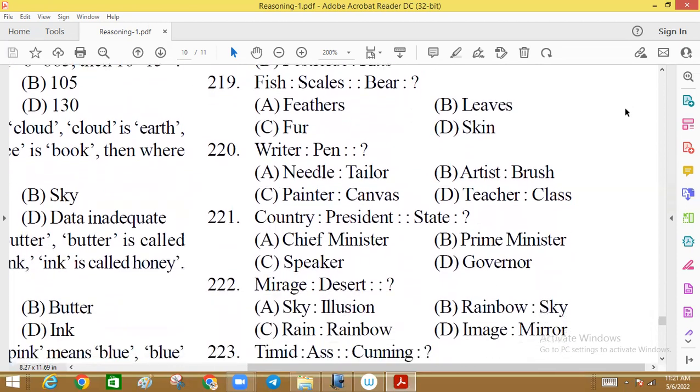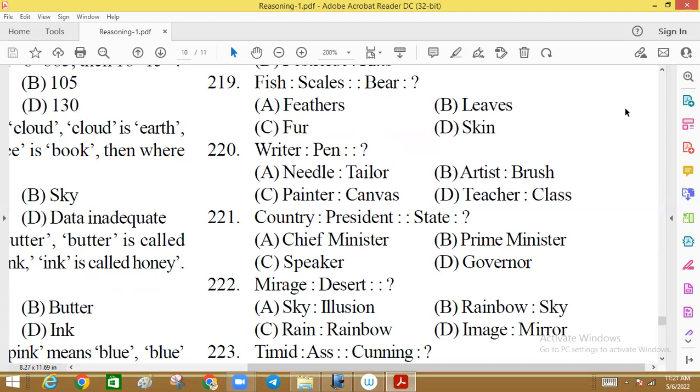Next, question 219. Fish, scales, bear. This is also a previous SSC question. All these are previous SSC questions; there's nothing new. Fish has scales. So two options are eliminated: feathers and leaves, because feathers are present on birds and leaves are present on trees and plants. Now, what is the answer?